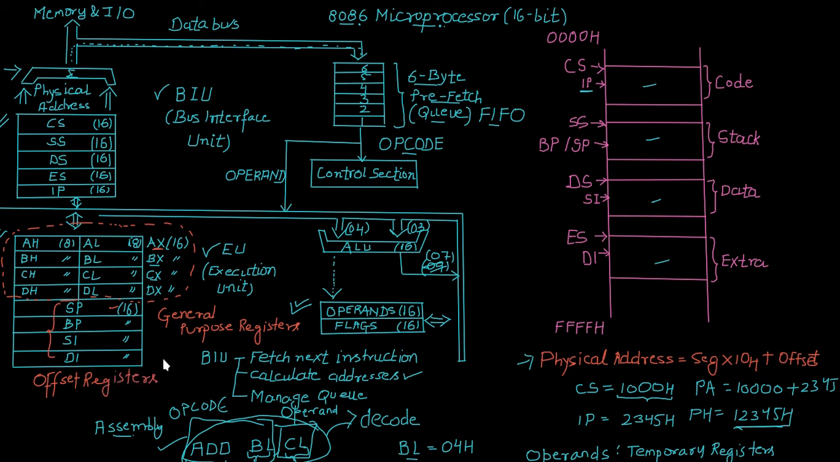And remember that these are the offset registers, and you can locate them here in this diagram. So you can see that for each and every segment we have a dedicated offset register with a dedicated name. The stack segment can have two offset registers, the BP and the SP. The data segment has the SI and the extra segment has the DI. And since it is 16-bit, the range is from FFFFH to 0000H.